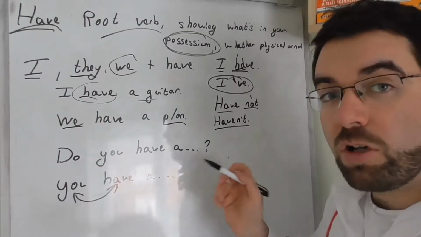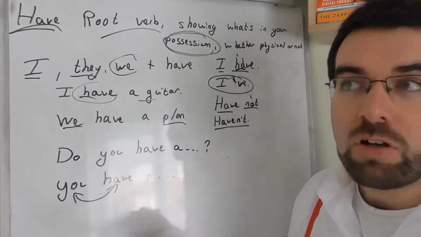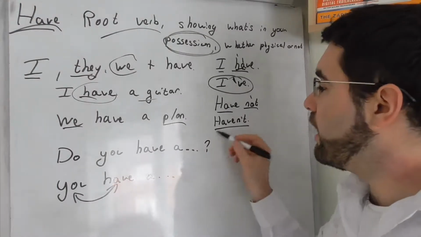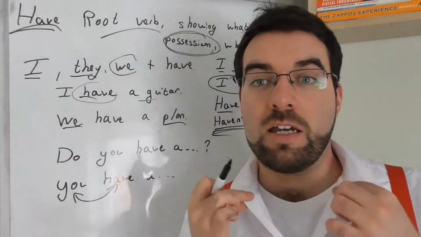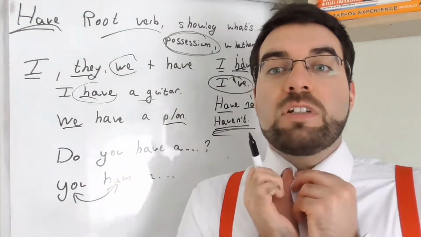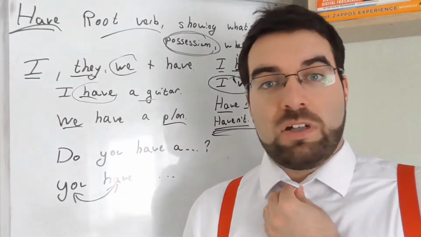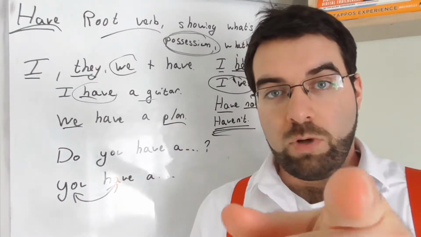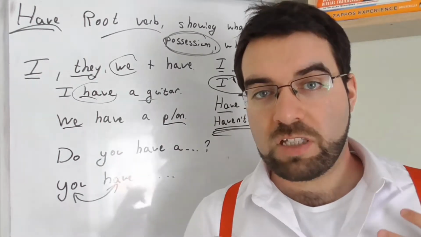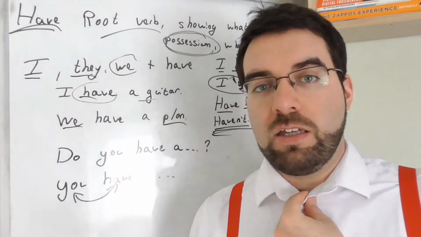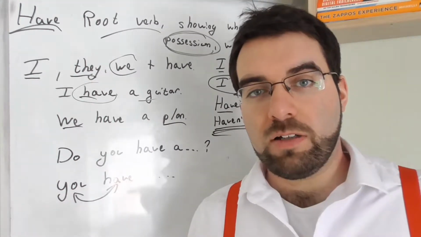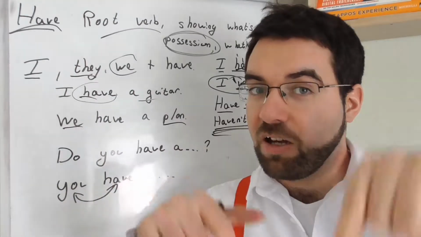I have not got a plan. I have not got a pen. I haven't got a tie. I haven't got a tie. What haven't you got? I've got suspenders. What have you got? I haven't got a tie. What haven't you got? You tell me, comment below.